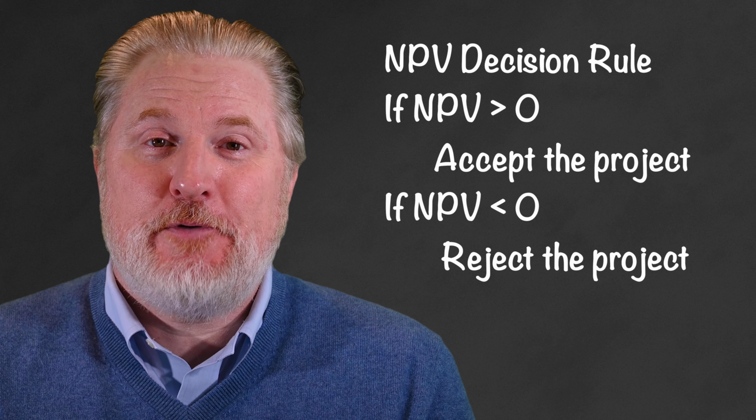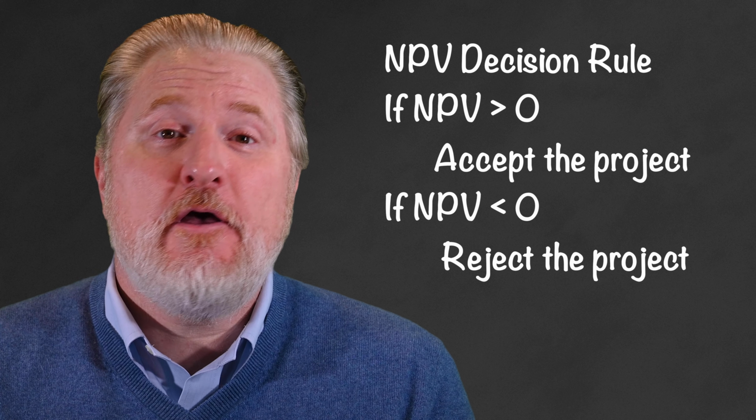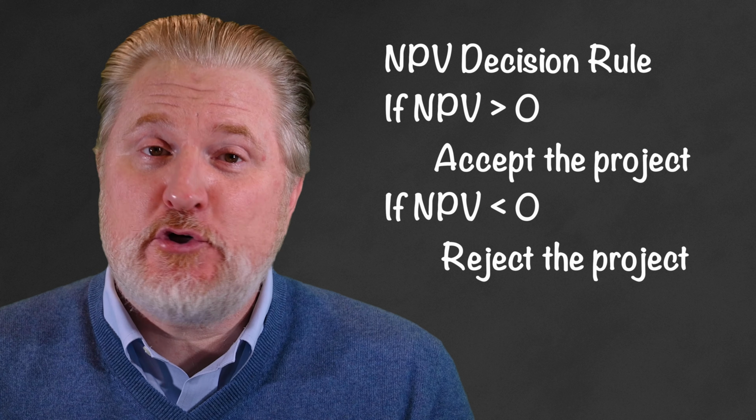In a capital budgeting situation, the decision rule is simple. If you have a positive NPV, then accept or pursue the project. If the NPV is negative, reject it.